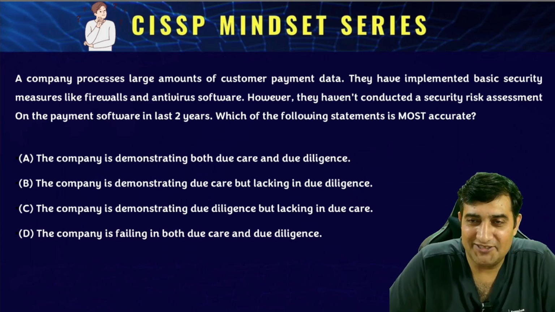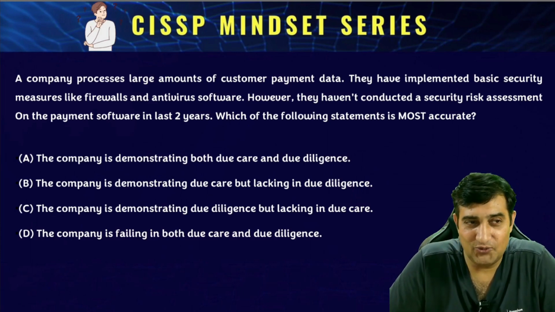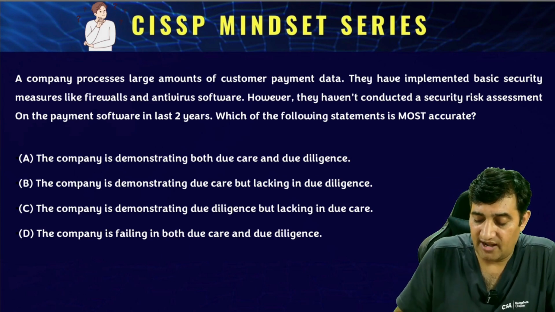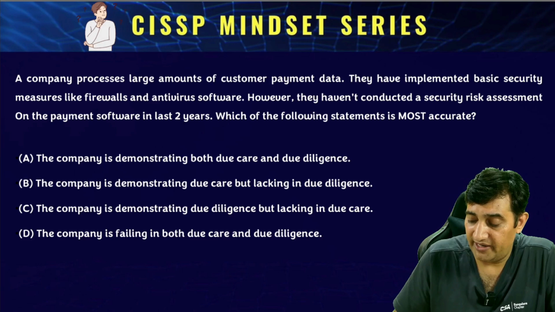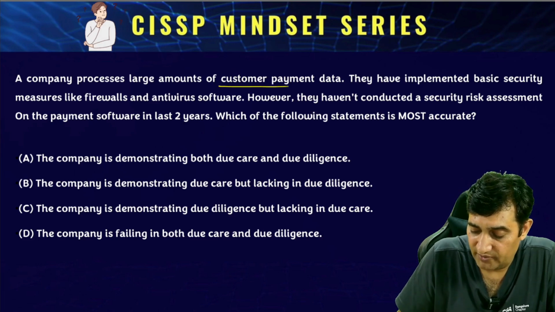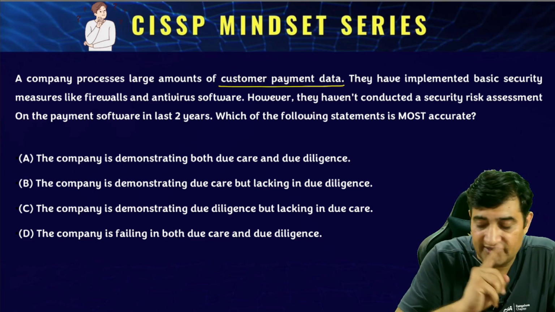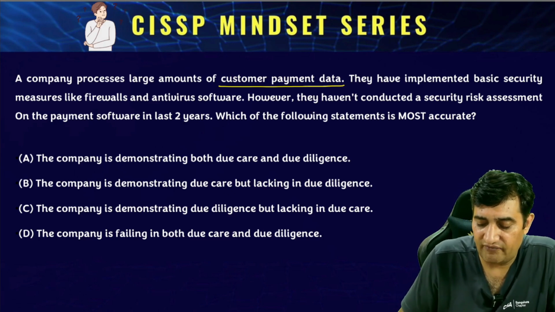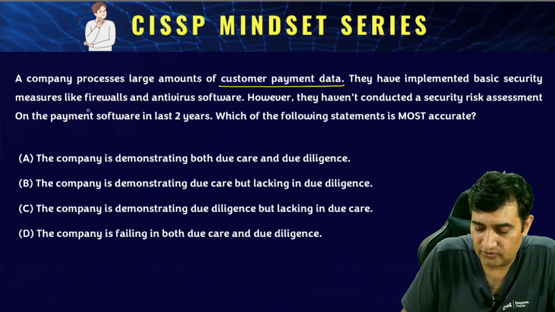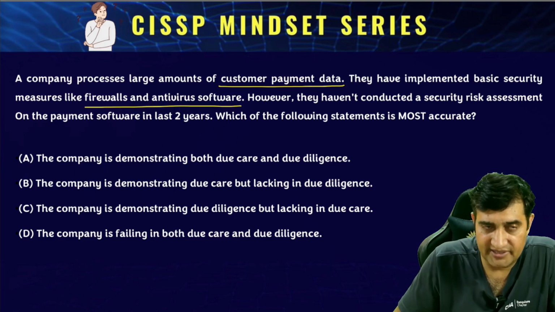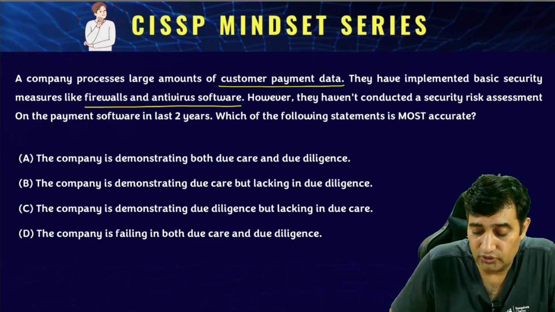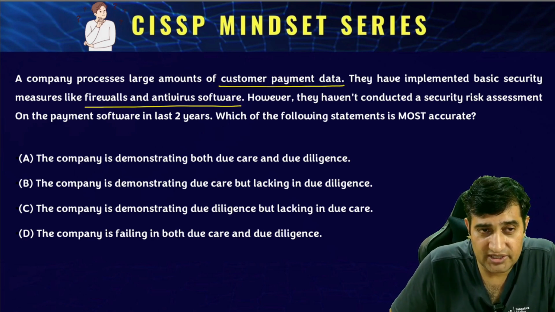Okay team, I see a lot of misalignments, so let's go through this particular question. This question says a company processes a large amount of customer payment data. So customer payment data, that means always sensitive. They have implemented basic security measures like firewall and antivirus software. So at least they have implemented basic things. What does this reflect to you? Should this be under due care or due diligence?